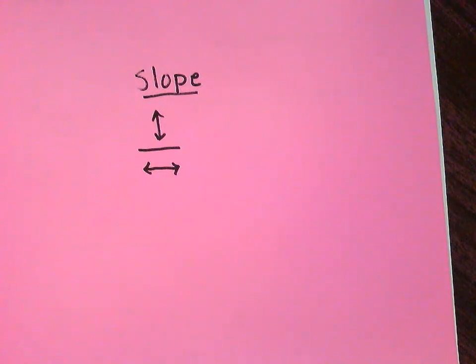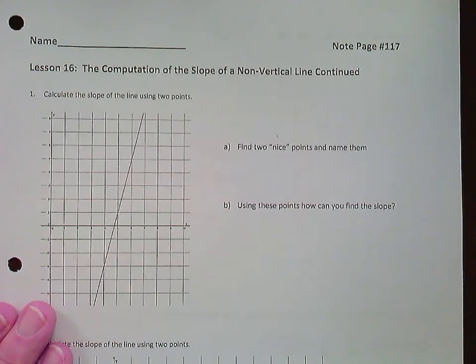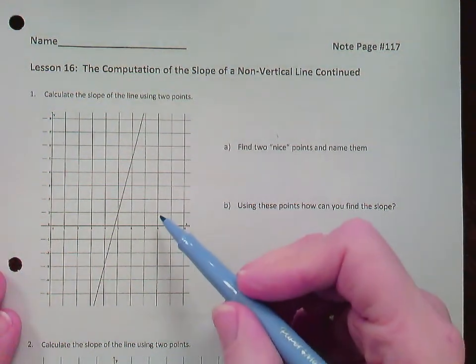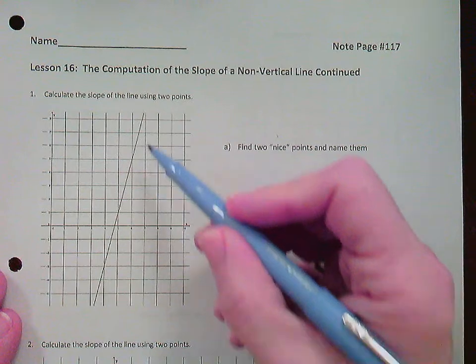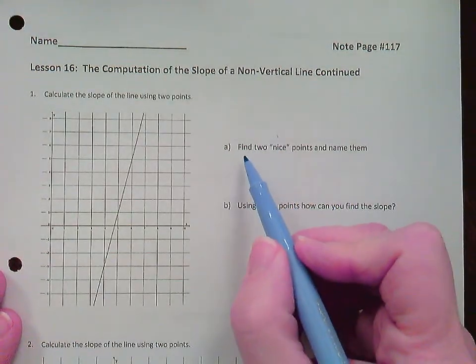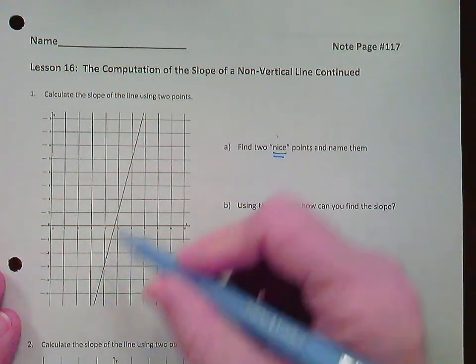You should have in front of you right now note page number 117. We're going to go through finding slope given 2 points. The other day we found the slope of a given line. So for example, in this problem here, you have a line, you could find the slope of it. We're going to start by finding two what we call nice points on this line and name them.